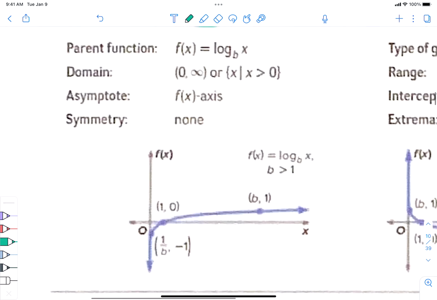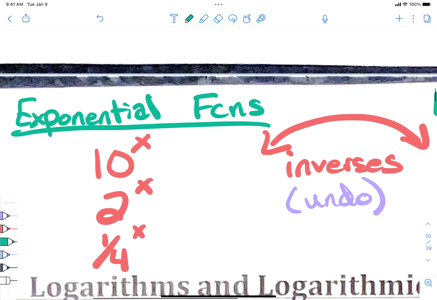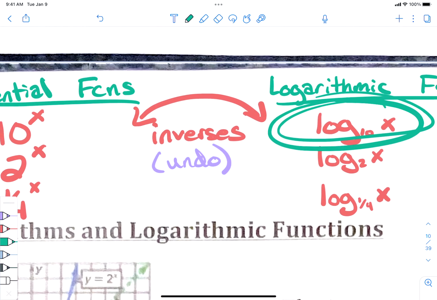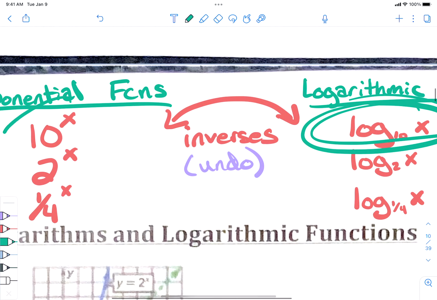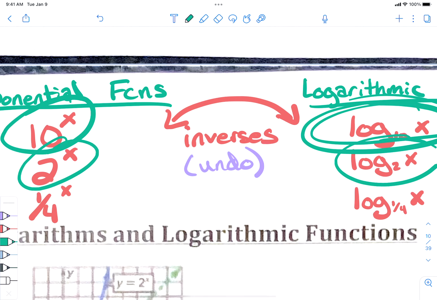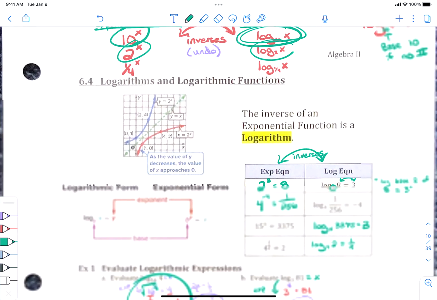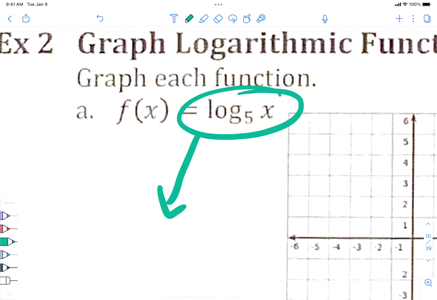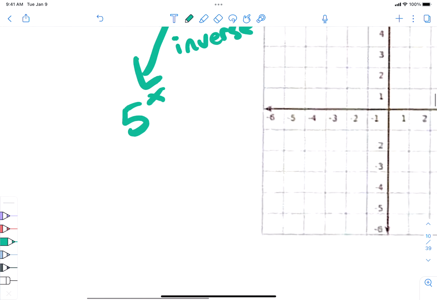All right, at the top of section 6.4, I said log base 10 of x is the inverse of 10 to the x power, right? Log base 2 of x is the inverse of 2 to the x power, etc. So if I'm looking at log base 5 of x, his inverse would be 5 to the x power, right? Does that make sense? Okay? 5 to the x power.